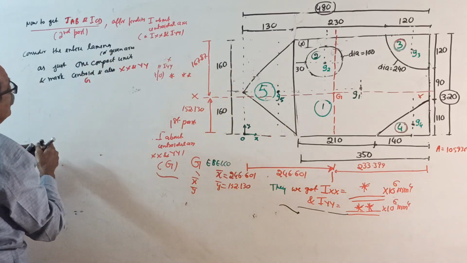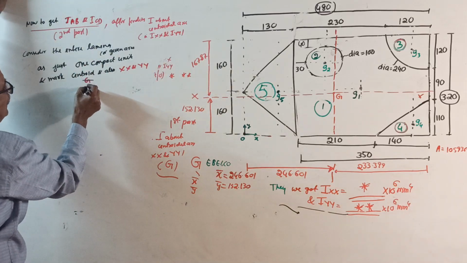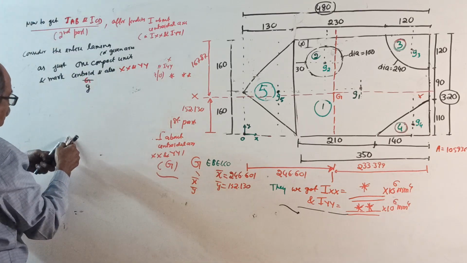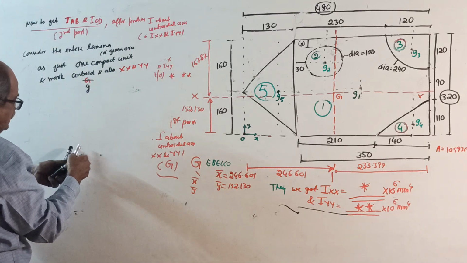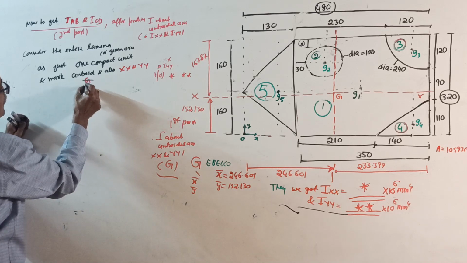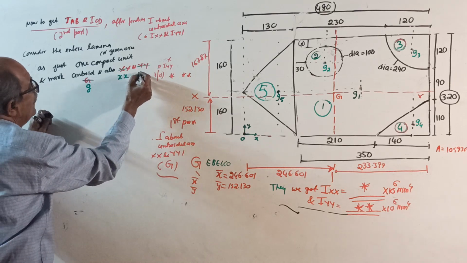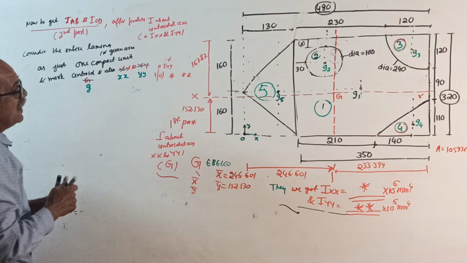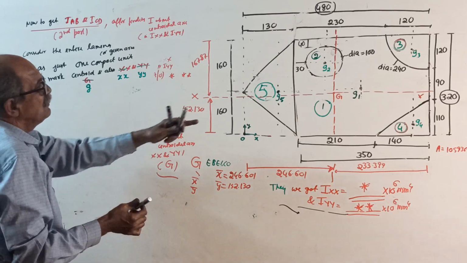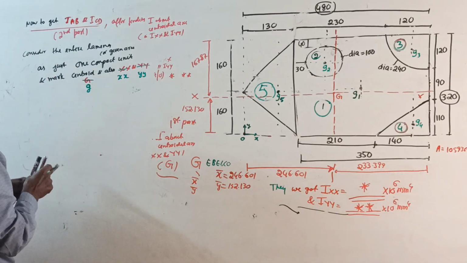Already over, but do one thing. Instead of G, I want small g, in blue color. For some reason, small g, and instead of XX and YY, I want small xx and small yy. Do that one. Okay. Rough sketch, see here. I will write a rough sketch now.